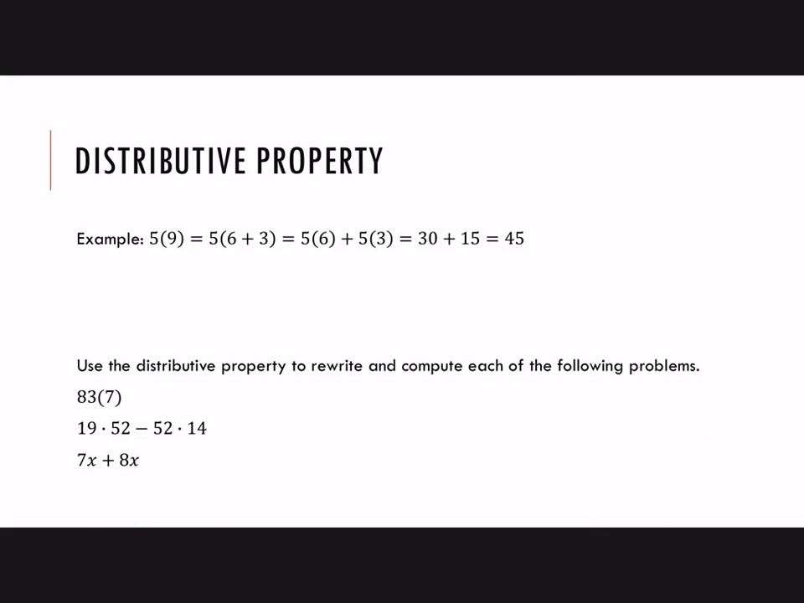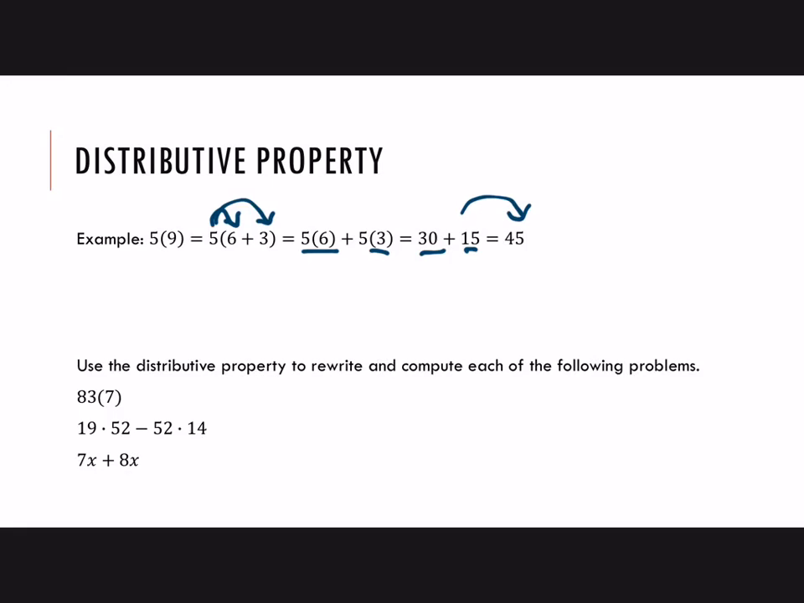Okay, one use for this is breaking down problems and making them easier to compute mentally. So let's look at the problem 5 times 9. Now let's say that you were in elementary school and you don't know your 9 times tables yet. Well, there's a way around that. If you break 9 down into 6 plus 3, maybe you do know the 6 times tables and 3 times tables. Okay, and then the distributive property lets you do those 2 multiplications first before doing that addition. Okay, so same answer, just a different way to get there.